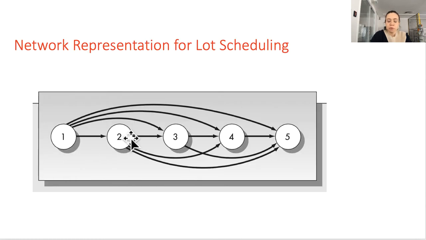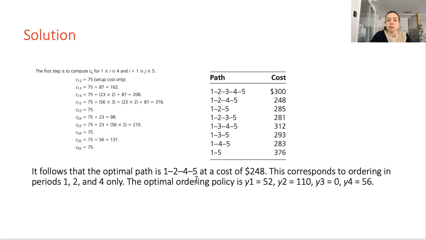What do we mean by this path? Let's check it. We go from 1 to 2, it means that we make a production plan in period 1 for only that period. And we go from 2 to 4, so we make a production plan in the second period for periods 2 and 3. And in the fourth period, we make a production plan for the fourth period. We obtain the least setup and inventory holding cost with this plan. This is the optimal policy for this problem.